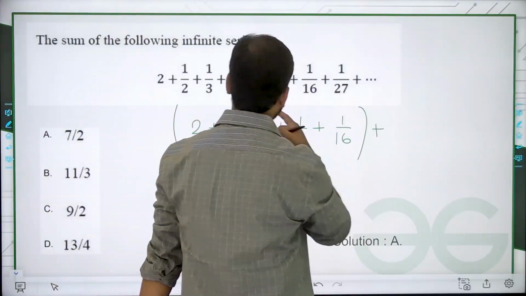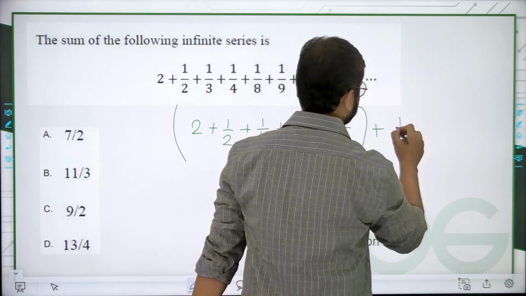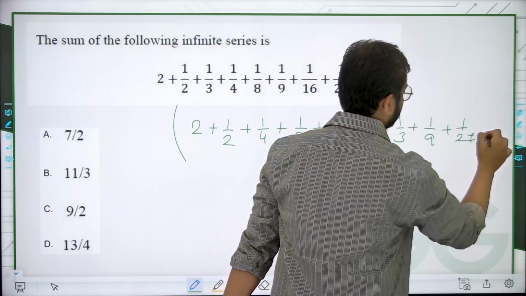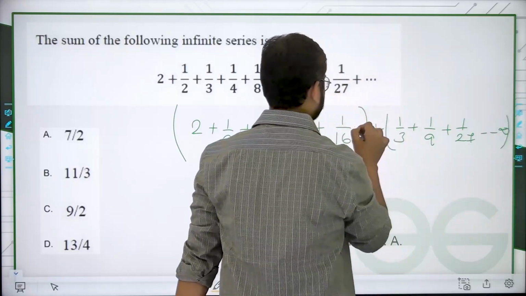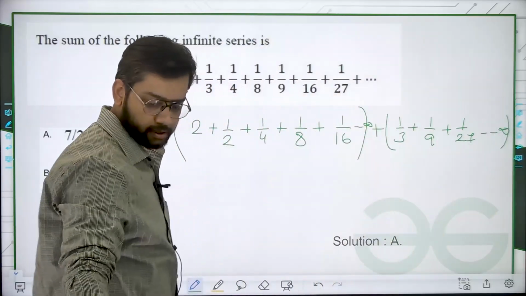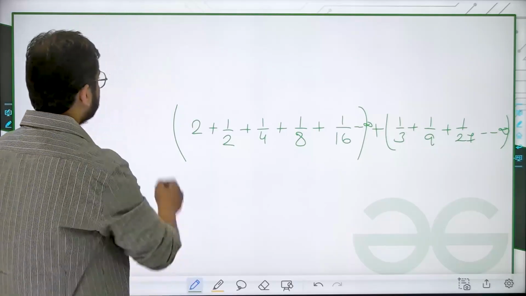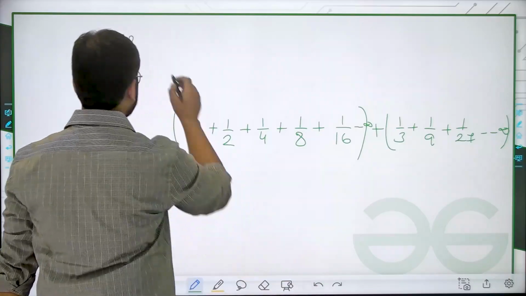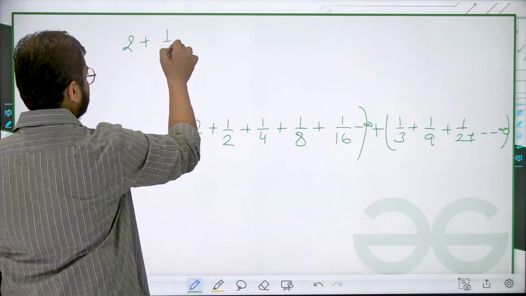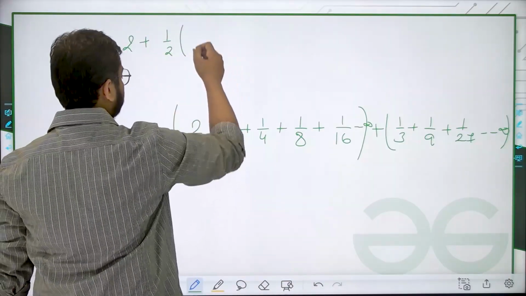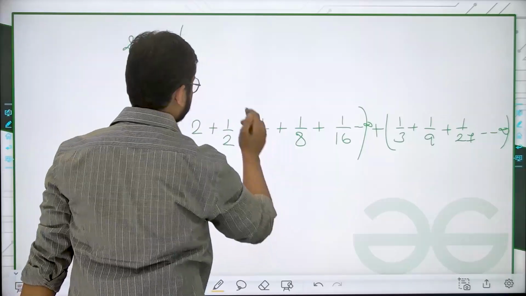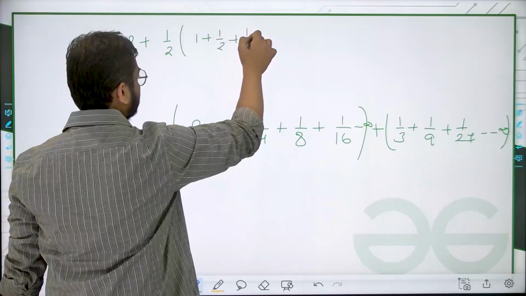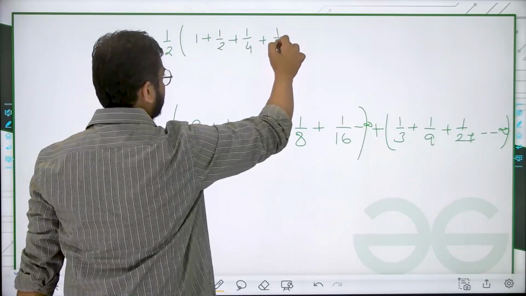Then the next one will be 1 by 3, plus 1 by 9, plus 1 by 27. Okay, these GP series are making, now if you are solving this paper question, if I'm taking 2 plus 1 by 2 as a common, then the series will be like this: 2 plus 1 by 2 times 1 plus 1 by 2 plus 1 by 4 plus 1 by 8, something like this.